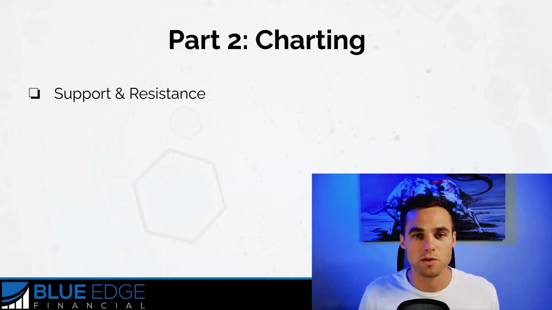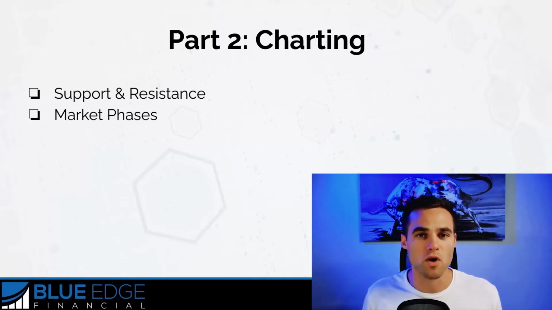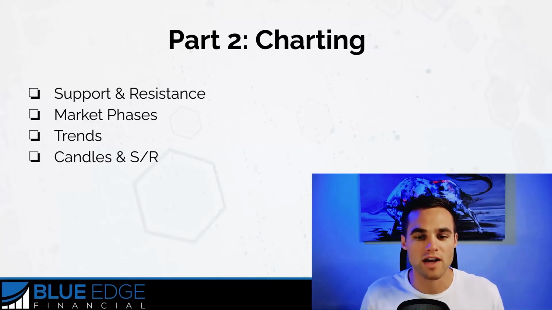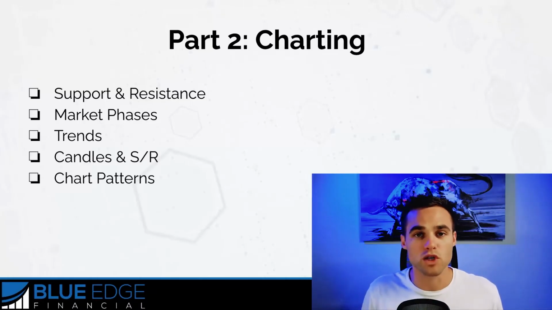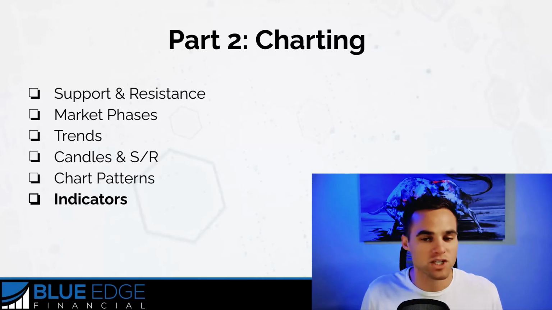So with all that being said, let's dive into what we're actually going to be covering here today. Number 1, we're going to be talking about support and resistance and how to identify it accurately. We're going to be talking about the different market phases, which is incredibly important. We'll talk about trends and how to identify trends. We'll talk about using candles, which we learned about in the previous video, and how to combine them with things like support and resistance. We'll talk about different chart patterns, and then next week we're going to follow up and start talking about indicators.